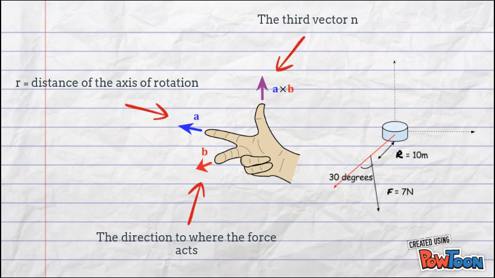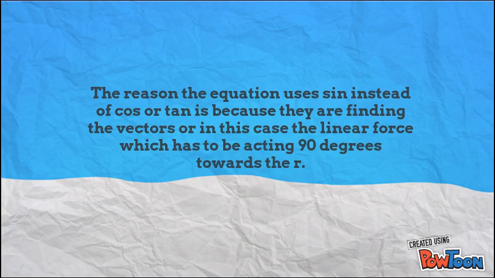it's pointing upwards. Now, the reason why the torque equation uses sine for the force, because the force has to be acting 90 degrees towards the R. It is what makes torque true.